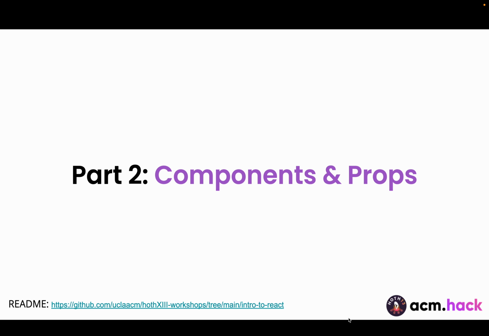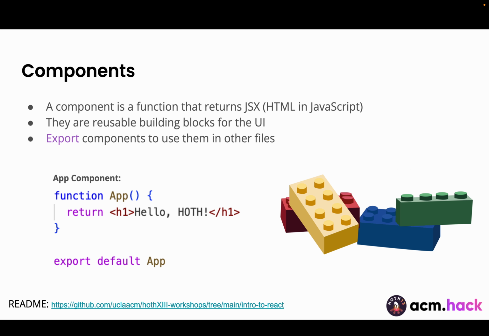Let's move on to our next topic, which is components and props. So what are components? Components are one of the parts that make React basically React. It's essentially a chunk. It's a function that returns JSX. So they're essentially the reusable building blocks for the UIs. You can export these components with export default App to use them in other files. We just created an app component, and the app component is essentially our entire app, our huge web page. This just tells the main file what the main big app is.